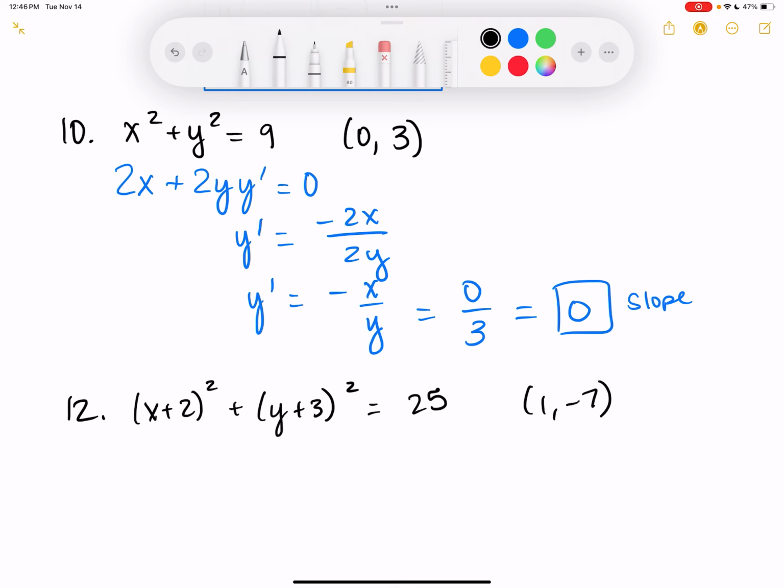No. Wait, I'm confused by that question. What do you mean? Isn't it a circle? Yes, it's the equation of a circle. How do you know that? Maybe it's just x squared plus y squared equals r squared. This is just a circle that's been shifted.